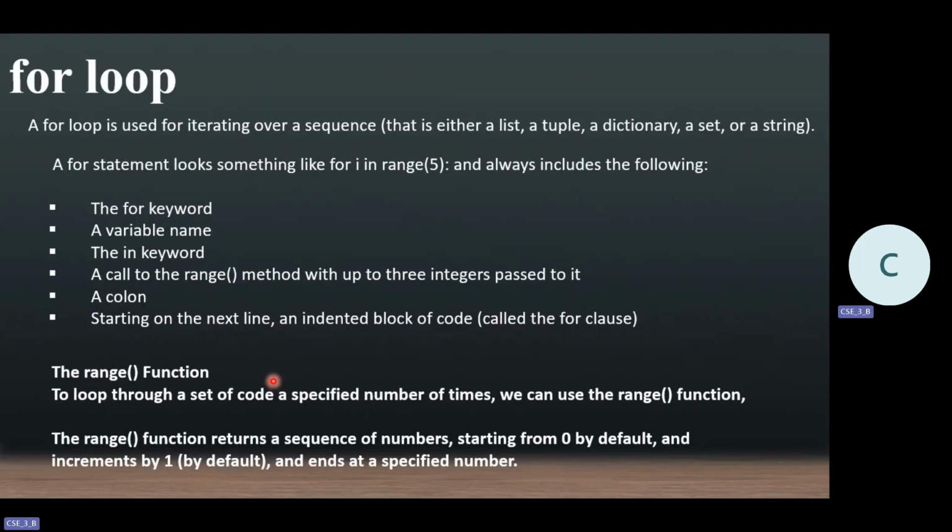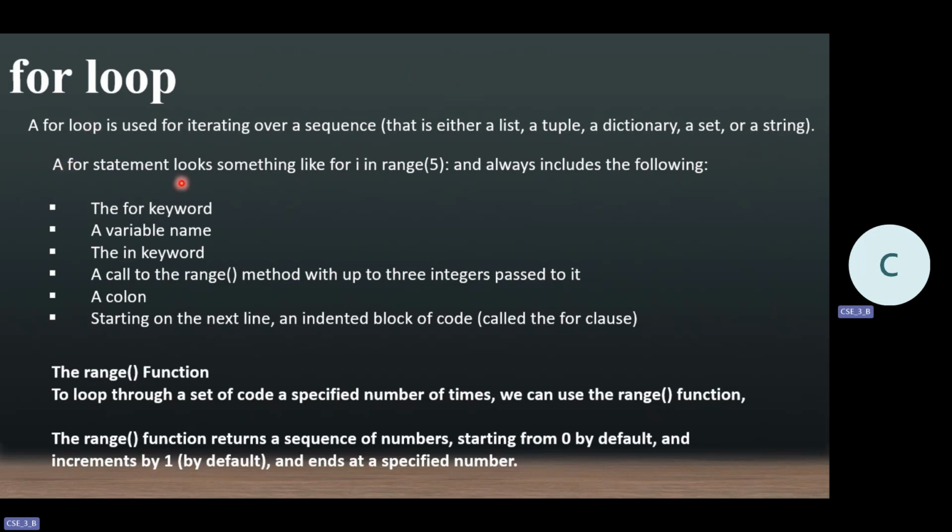So next we focus on one of the important loop categories. We have discussed the while loop, and now we are discussing the for loop. A for loop is used for iterating over a sequence, that is either a list or a tuple or a dictionary or a set or a string.